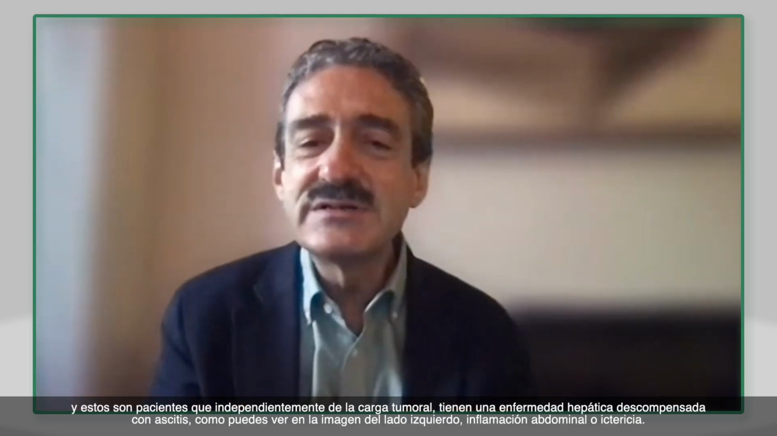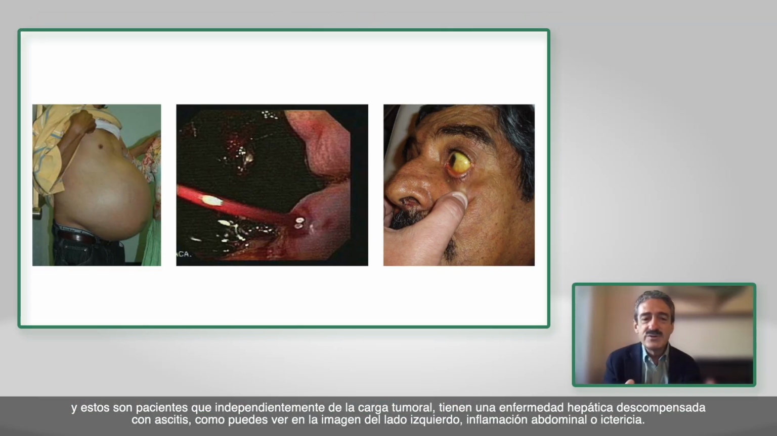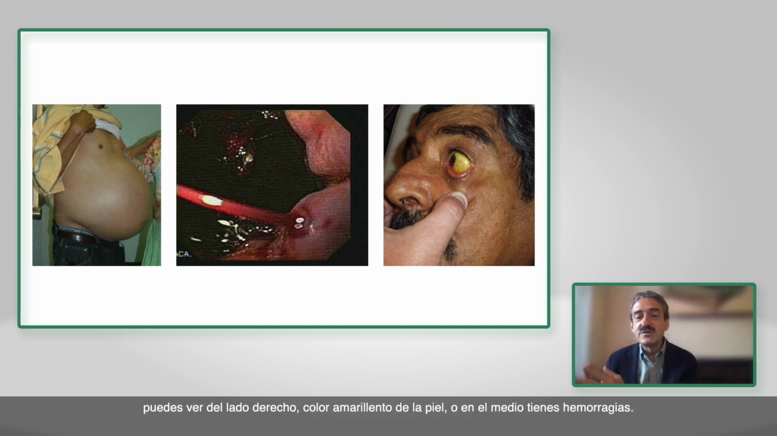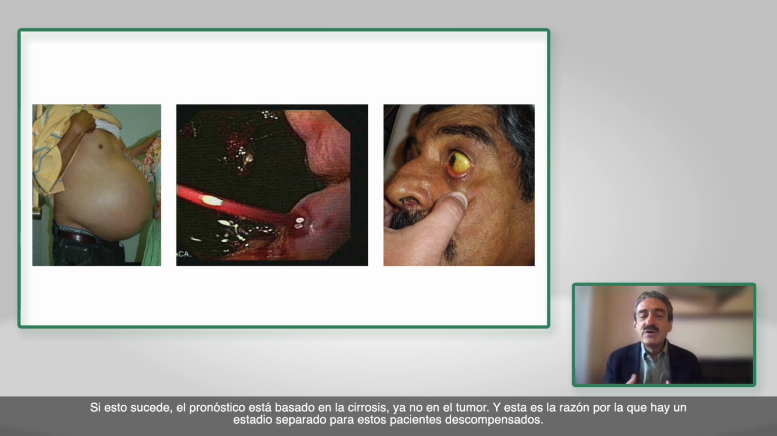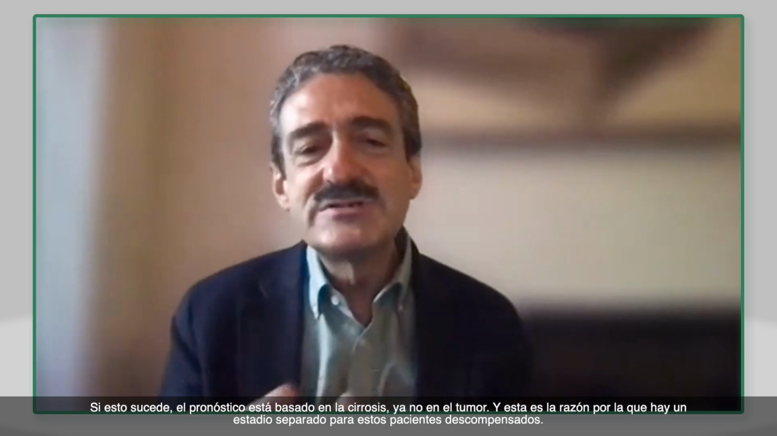and then we have a final BCLC-D stage. And these are patients that, irrespective of the tumor burden, have decompensated liver disease with ascites, as you can see in the slide on the left-hand side, abdominal swelling, or jaundice, on the right-hand side, a yellowish color of the skin, or in the middle, hemorrhages. If this happens, the prognosis is based on cirrhosis and no longer on the tumor. And this is why there is a separate stage for these decompensated patients. Thank you.